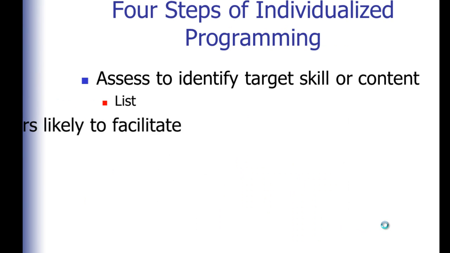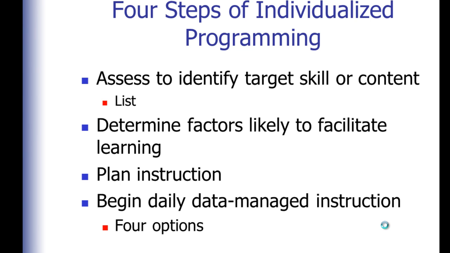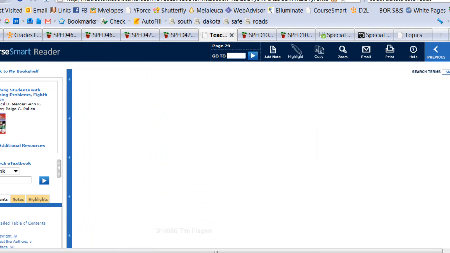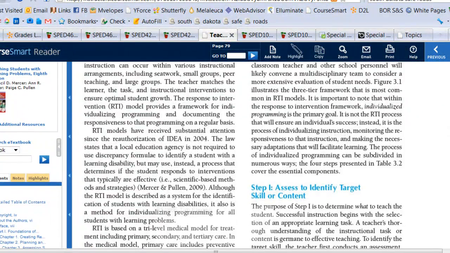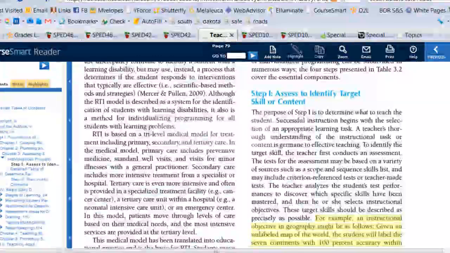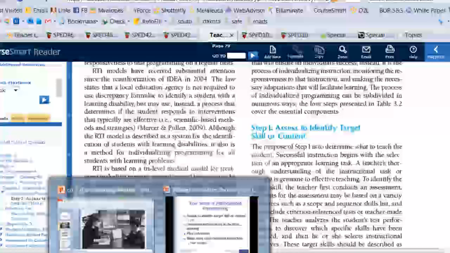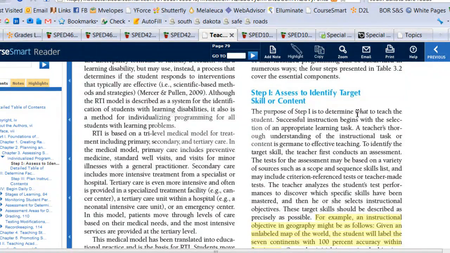So what are these steps? Assess to identify target skills. And here I want you to list these from the textbook. Let me just bring these out here. Assess to identify a target skill or behavior. This is where we start. Step 1 is to identify what to teach.